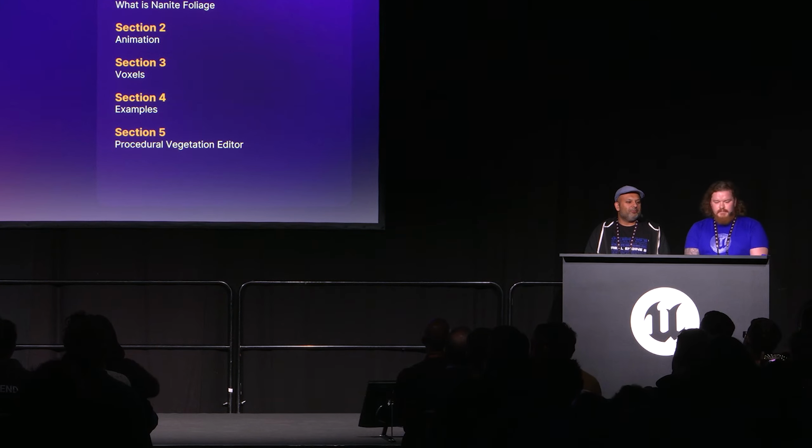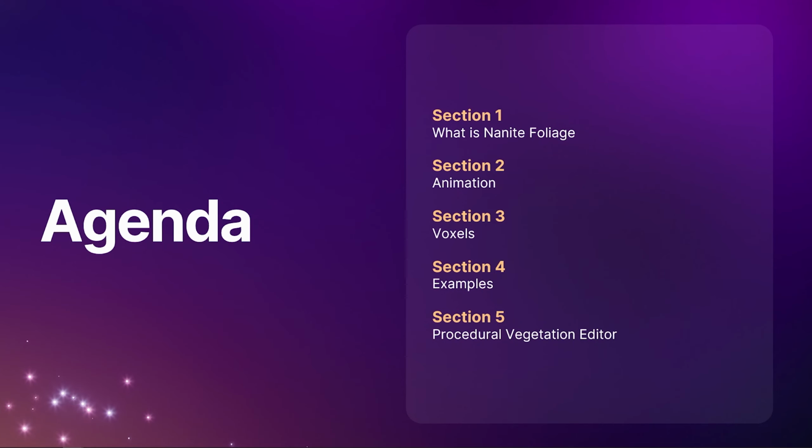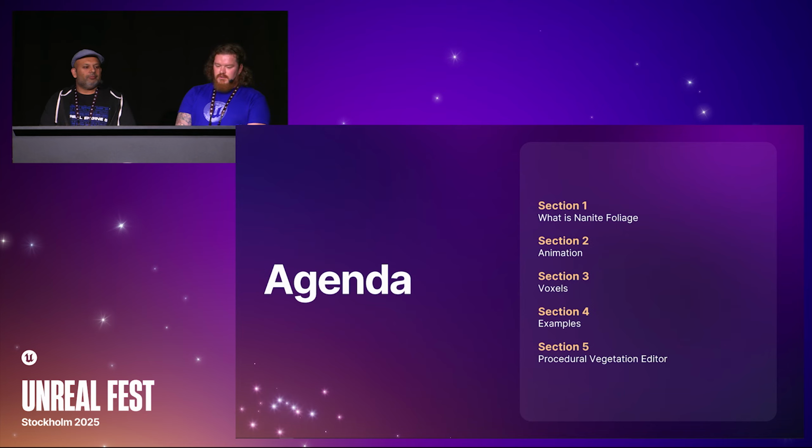So the agenda for today is that we're going to go over the various components that make up Nanite Foliage. We will be covering a little bit about animation, so hopefully you were able to catch the talk yesterday, which went into more detail about it, but we will go over the broad strokes here as well. We will take a look at voxels, the new shape preservation method available from Nanite Foliage. We'll go over some examples that we've been working on to test out these new workflows and this new exciting tech. And lastly, we're going to look at the procedural vegetation editor that's shipping as experimental in 5.7.